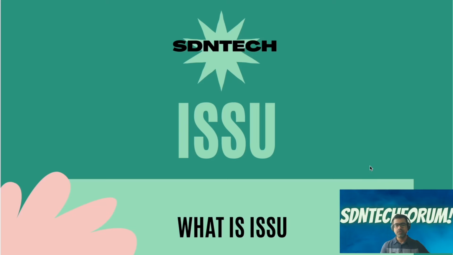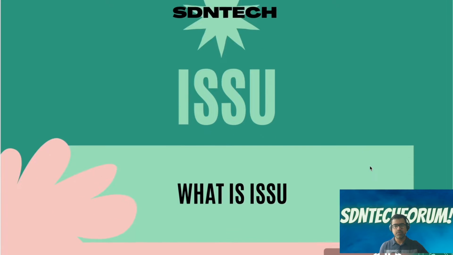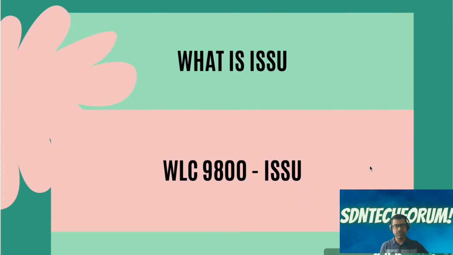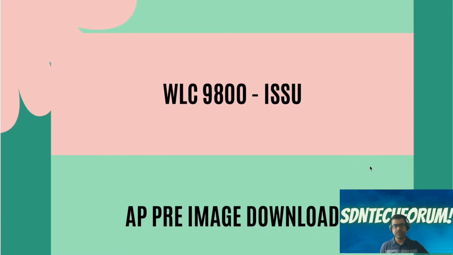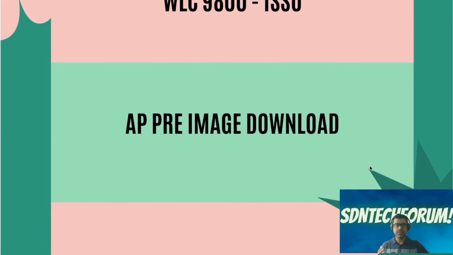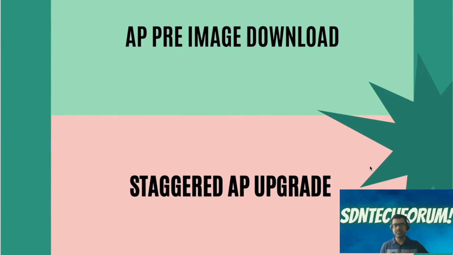Resident Tech Forum. Today in this video, we are going to discuss ISSU, or in-service software upgrade, for WLC controllers, the Catalyst 9800 WLC controllers. So what we are going to see? We are going to see what ISSU is. Then we will see how to perform WLC 9800 ISSU using DNA Center. We'll also touch base upon AP pre-image download and staggered AP upgrade, which is part of ISSU.